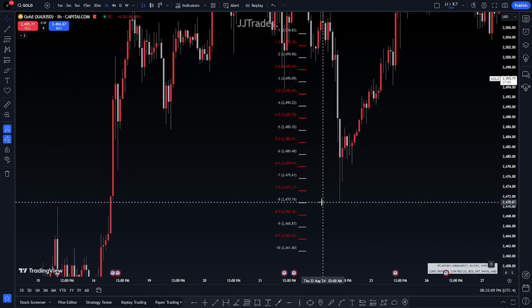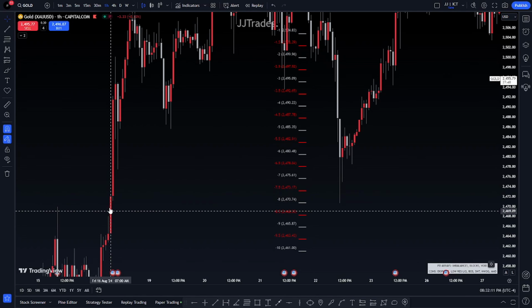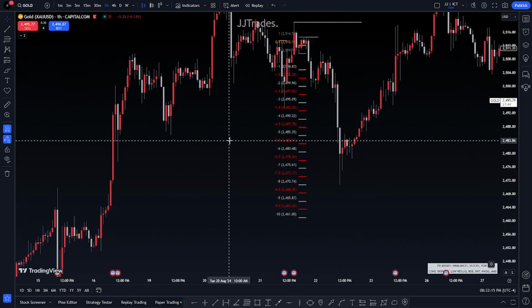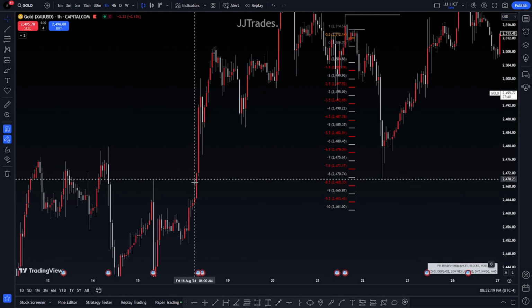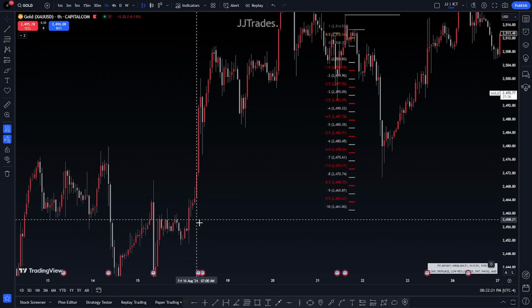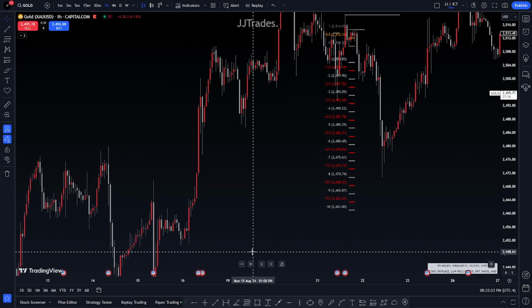Where do we land? Right at that fair value gap. Right at that fair value gap. And do you notice, pay attention, do you notice that this is the first fair value gap that forms after this breakaway gap? Isn't that amazing? Beautiful, right?